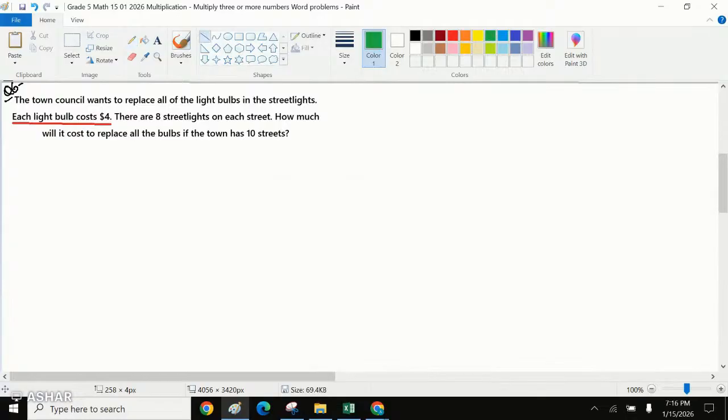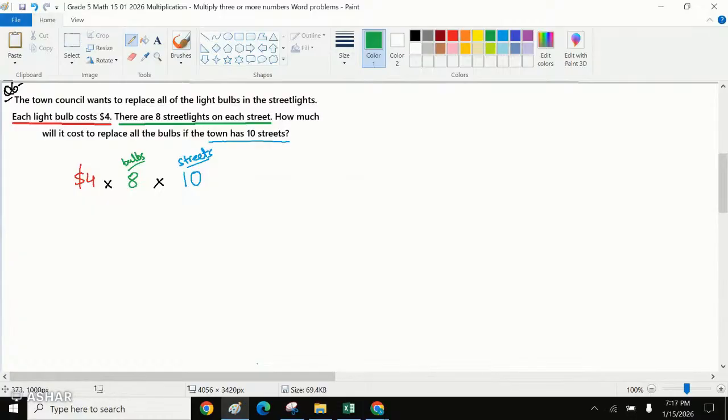There are 8 street lights on each street. So can we write this as one bulb cost $4 multiplied by the number of street lights, there were 8 on each street. How much would it cost to replace on 10 streets? This was the number of streets, and this was the number of bulbs per street, right?